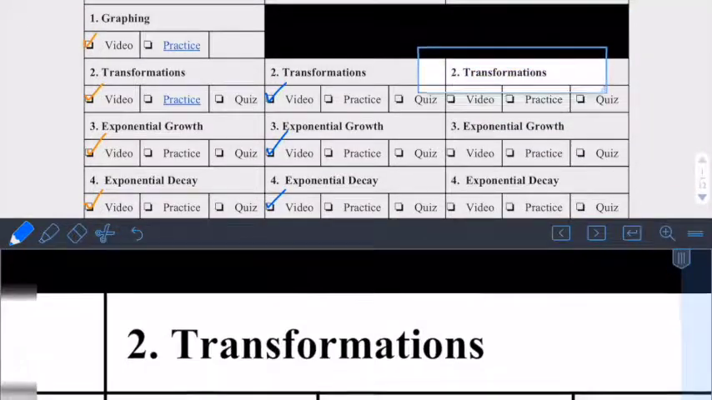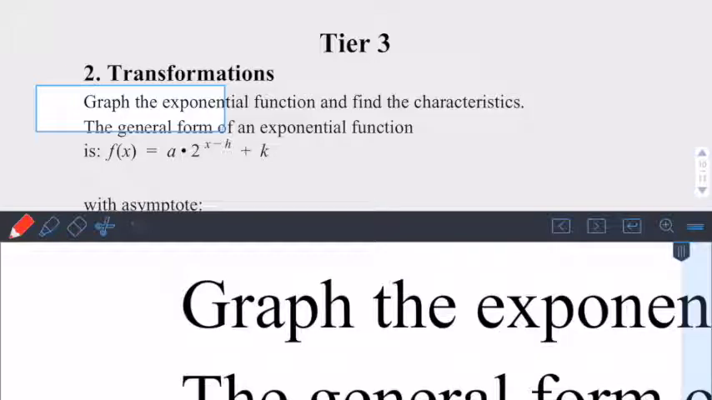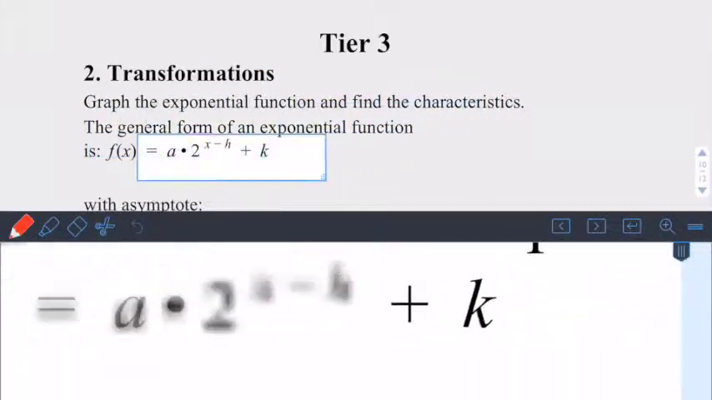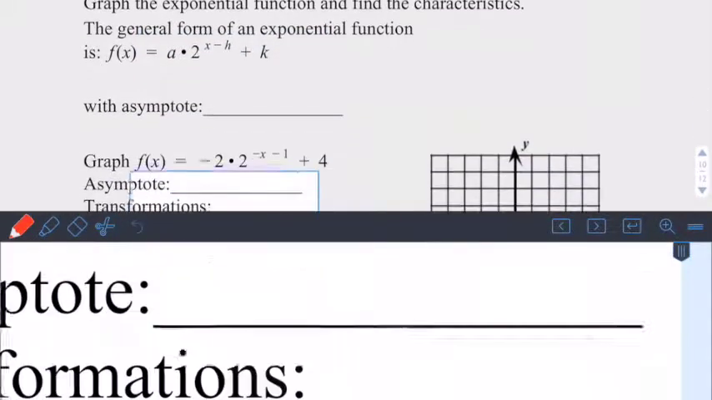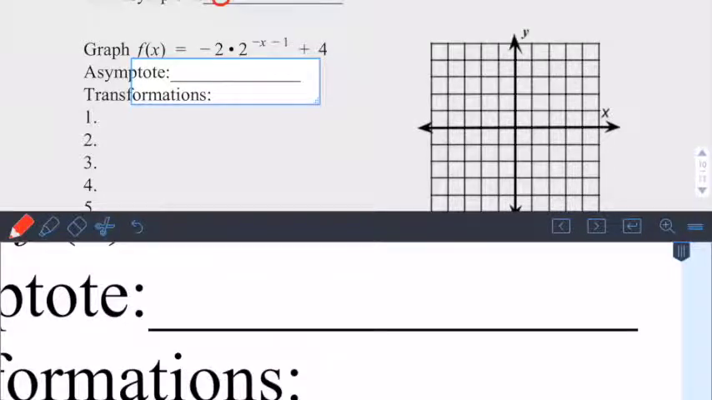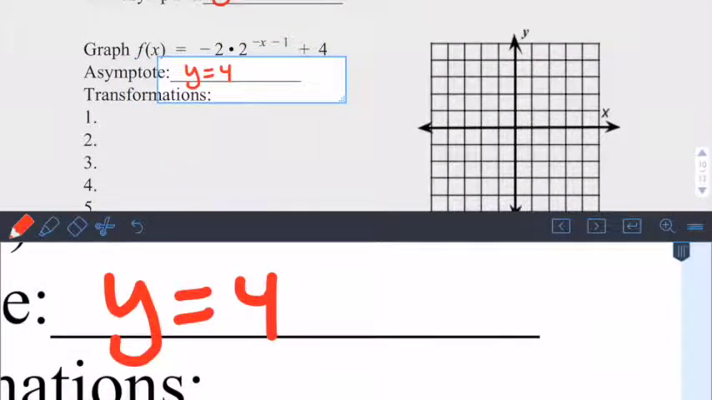This is Tier 3, Lesson 2 on transformations. Graph the exponential function and find the characteristics. So the general form is this, we've talked about it before, with the asymptote at y equals k. Our asymptote in this one is going to be y equals 4. And I'm going to draw it right now.